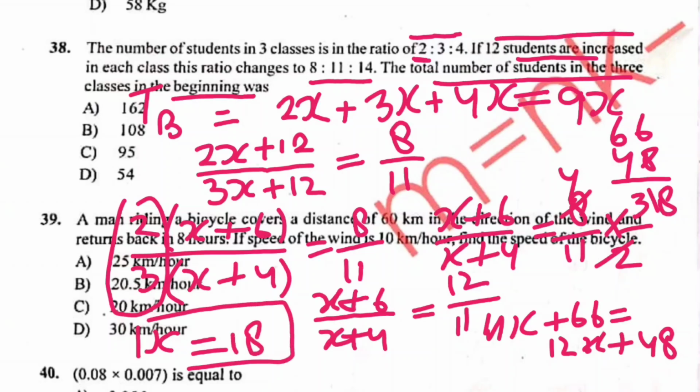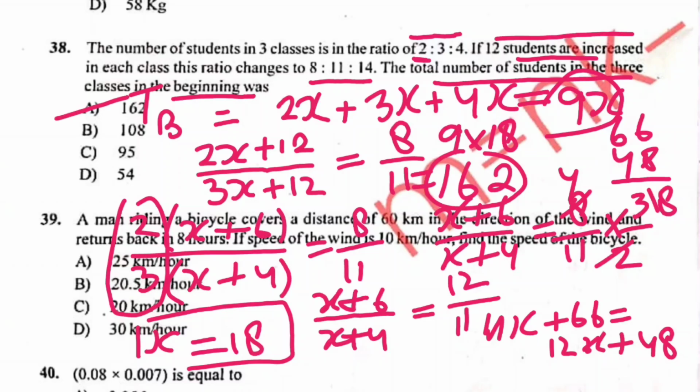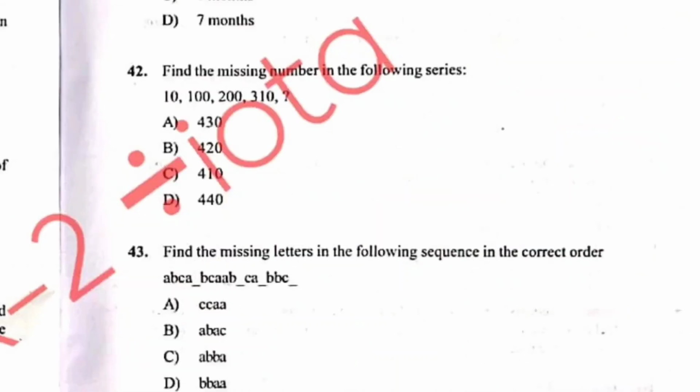Then the number of students in the beginning is equal to 9x, so the value of x came out to be 18, so we will get the number of students in the beginning will be equal to 9 into 18, which is equal to 9 8s are 72, 9 1s are 9, 9 plus 7 is 16, so we will get 162 as the number of students in the beginning. So the correct option should be A option. Next question is find the missing number in the following series.